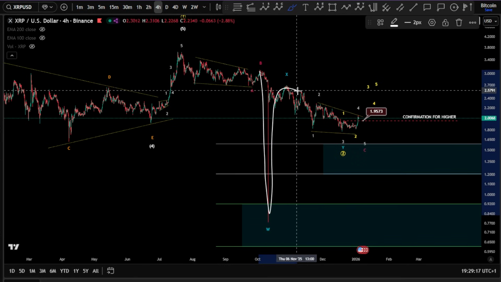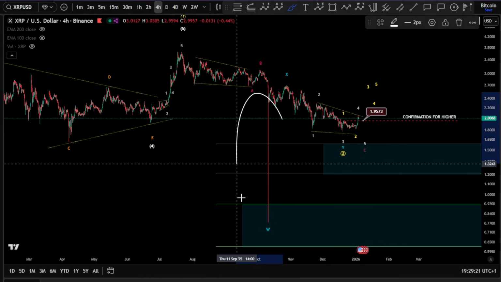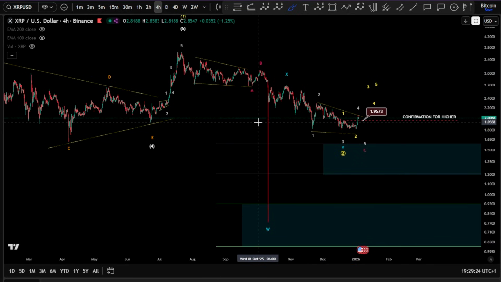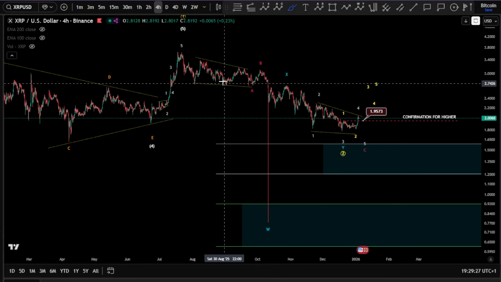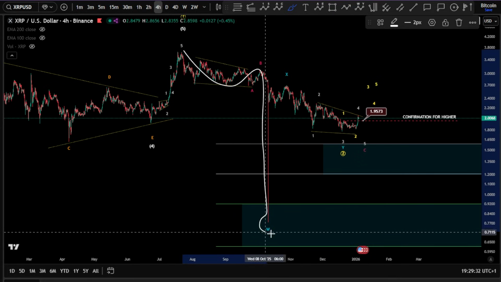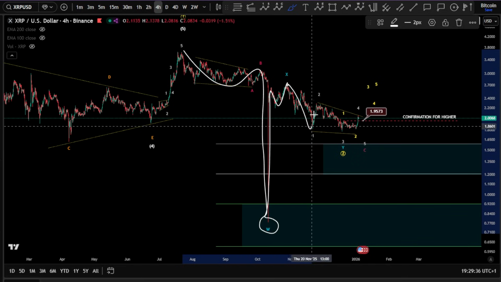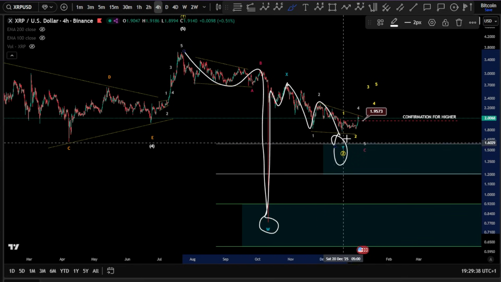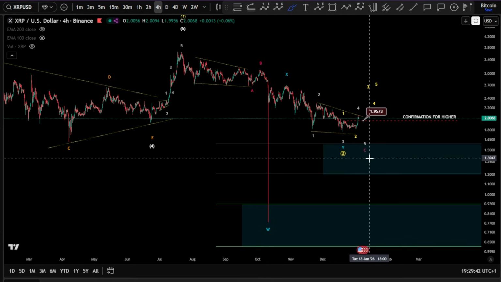But you have to consider the wave C kind of truncated here, and especially because of this very long wick, we cannot really come back to this area to take the low. You cannot consider this. Therefore, if it makes it better for you to understand what's going on, it might be the W, X here, and a wave Y finished over there. And we're pushing here for 1, 2, 3, 4, and a 5 toward the upside.